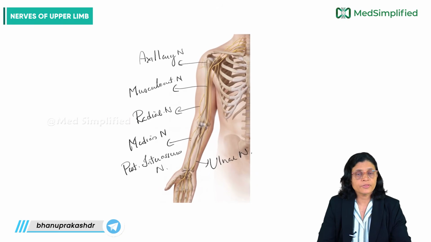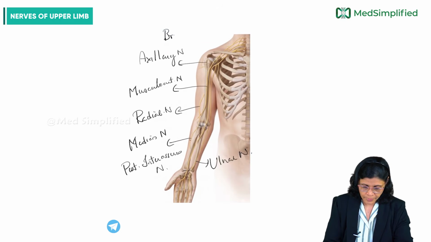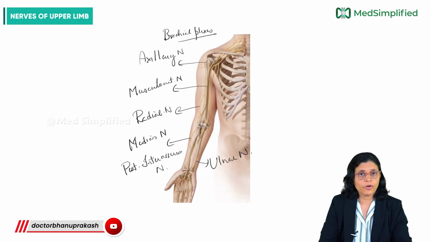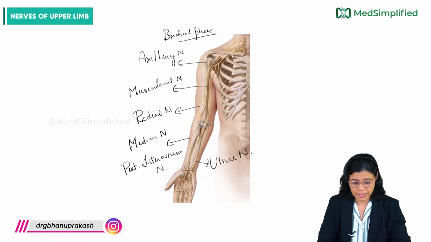And all these nerves of the upper limb begin from the brachial plexus. So the brachial plexus is formed by the ventral rami of C5, C6, C7, C8 and T1 spinal nerves. Sometimes it may receive a contribution from C4 or T2, which we call prefixed or postfixed respectively.